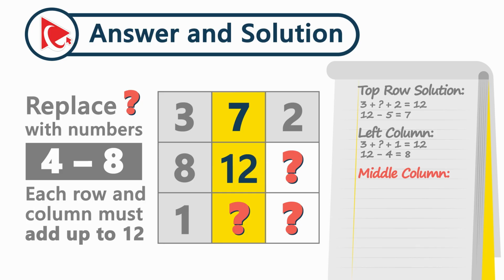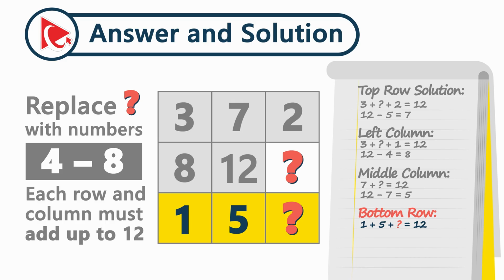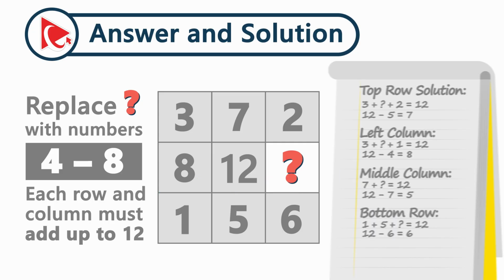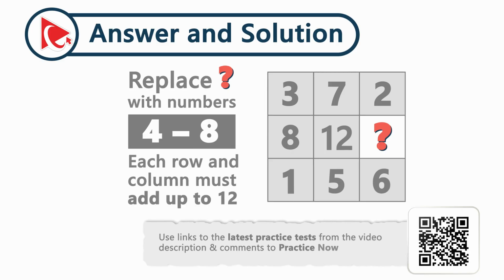So the formula is rather simple. 7 plus question mark equals 12. 12 minus 7 equals 5. Let's do the calculations in the bottom row. 1 plus 5 plus question mark equals 12. 12 minus 6 equals 6. And now is the magic time to calculate the last value in the right column. Before I share my calculations, let me ask you a question.